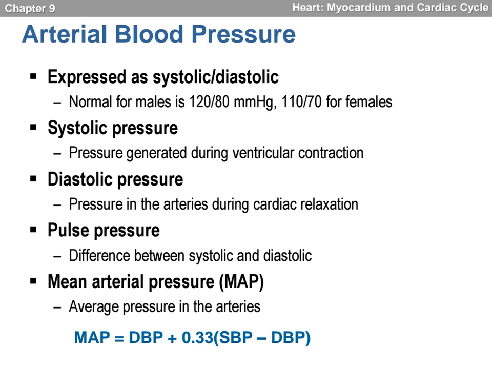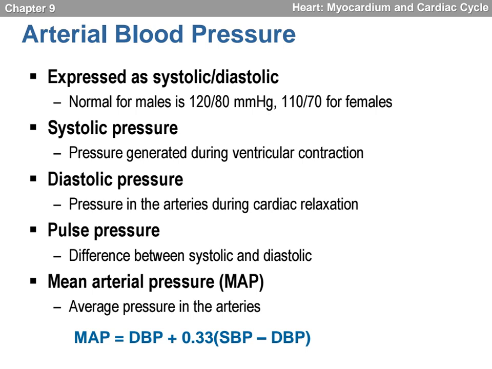When a person is relaxed, they spend about 2/3 of their time in diastole in the cardiac cycle, and about 1/3 in systole. Therefore, we can use this formula. We take the diastolic blood pressure and simply add 1/3, or 0.33, multiplied by the pulse pressure, which is the systolic blood pressure minus the diastolic blood pressure.